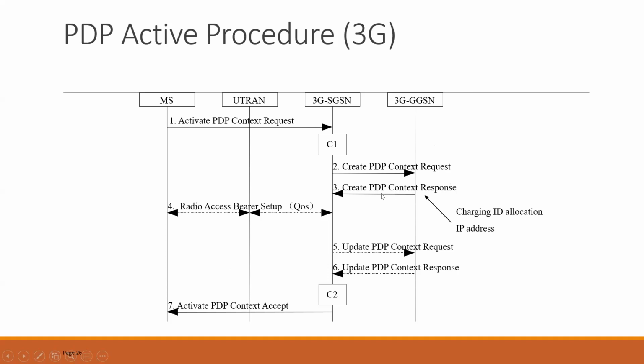Based on that, you will send a create PDP context response where the primary information carried is your IP address, you have a charging ID, and you have a tunneling ID as well. The concept of the tunneling ID is that once your PDP session is activated, you will have a virtual tunnel that is created between your MS and the GGSN. So all your requests will pass through that virtual tunnel.